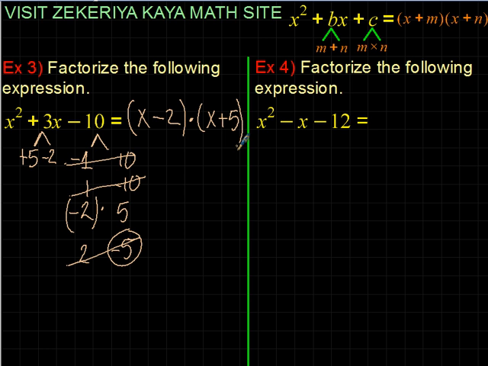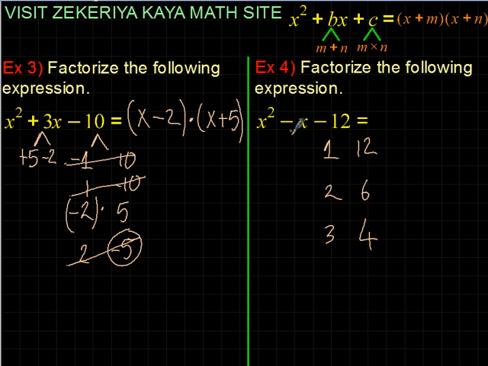Now here the number is 12. To get 12, which numbers can we use? 1 times 12, 2 times 6, and 3 times 4. In this one, I will make it directly. Now this part is the guessing part. When we find the correct numbers, we can factorize it. So the middle term is a negative one.